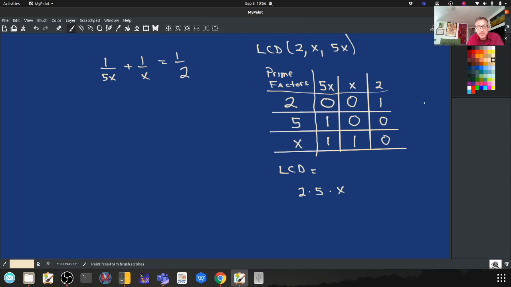And for the LCD, we glean the power by looking at the largest number in each of the accompanying rows, and that's just 1. So 2 to the first times 5 to the first is 10. It's just the same as 2 times 5. X to the first power is x. So my LCD is 10x.